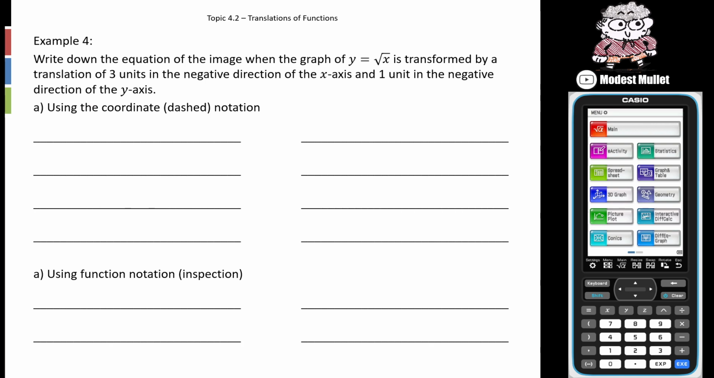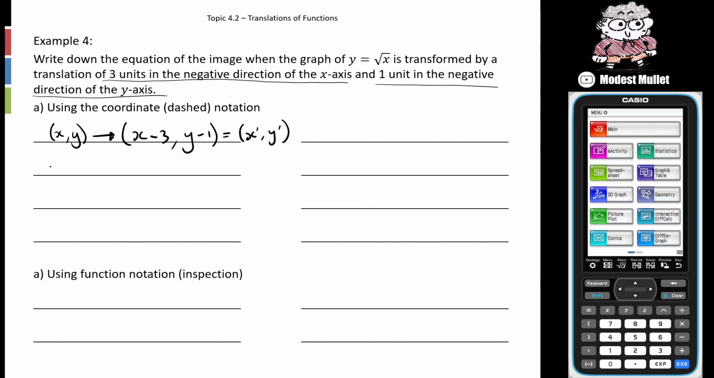So let's have a go. We're going to use these 2 different methods on the same problem so we can make a comparison and make sure that it is holding true. Write down the equation of the image when the graph of y equals square root of x is transformed by a translation 3 units in the negative direction of the x-axis, and 1 unit in the negative direction of the y-axis. Okay, so we're starting with some original coordinates x comma y. We're applying a map, and our x-coordinate is being moved left 3 units, and our y-coordinate is being moved down 1 unit, and that gives us some new coordinates called x dash, y dash.